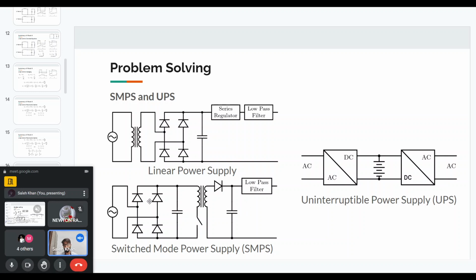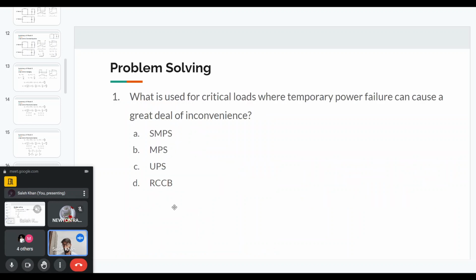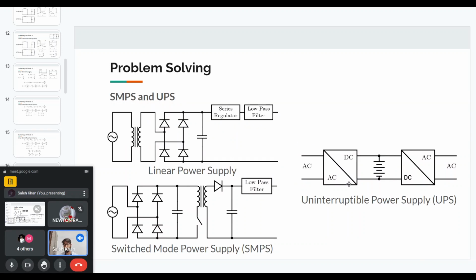But as you can see, we will only get an output voltage once we have an input voltage. But the question was asking about crucial situations when the input supply is interrupted, or there's a temporary failure. In that case, what we use is a UPS, or uninterruptible power supply, and this is how that kind of a system will look like. It's just a basic diagram.